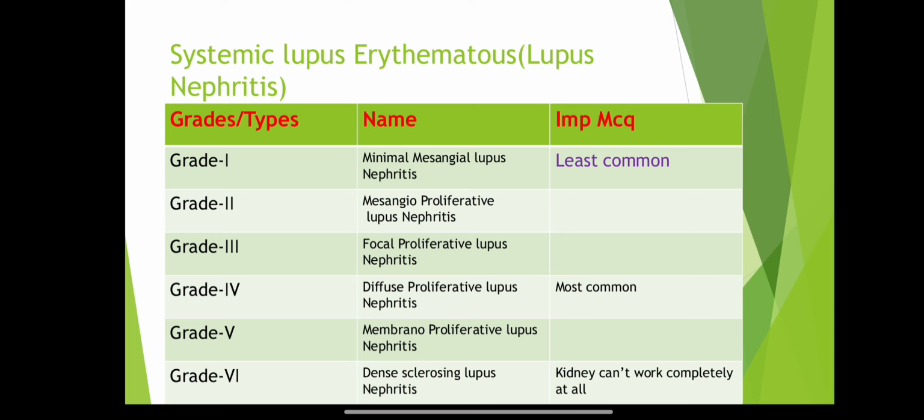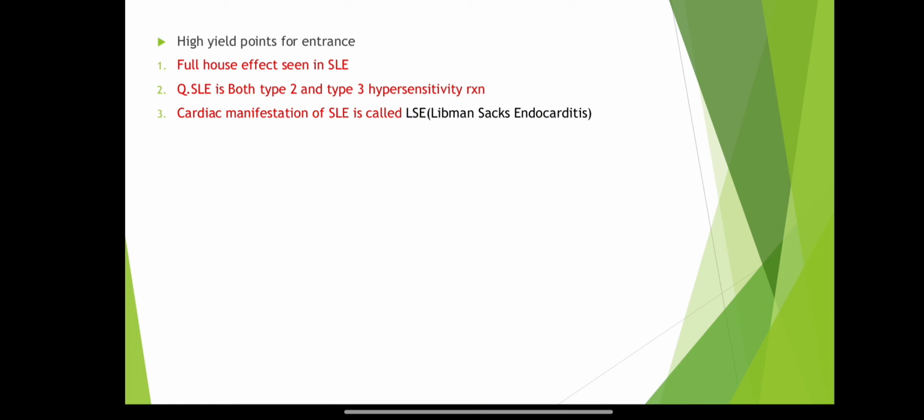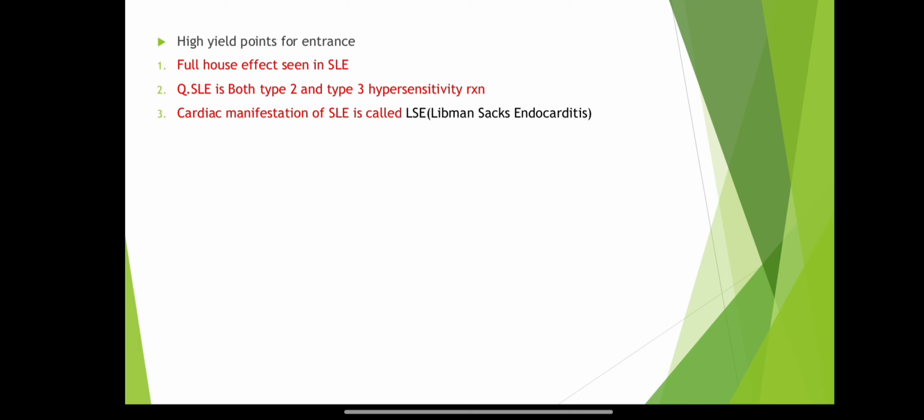Now there is a special term known as wire loop lesion. This is the wire loop lesion, meaning the capillary wall will be arranged in the form of a wire. You can see these are in the form of wires. That is the wire loop lesion, and it is more prominently seen in grade 4.